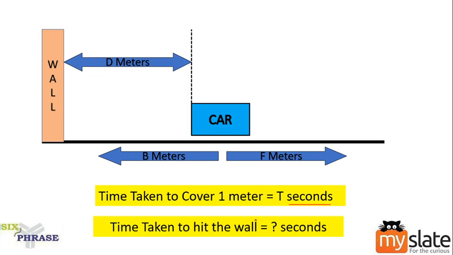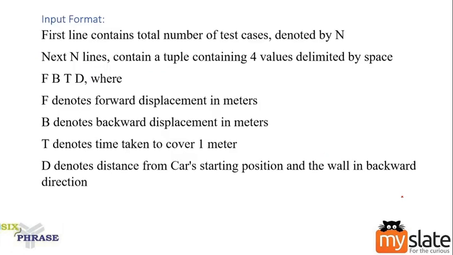So I hope the problem statement is clear. Based on the data given, you need to calculate when the car will hit the wall. Now let us take a look at what the input and output format is going to be. Input format: the first line contains the total number of test cases, denoted by n.